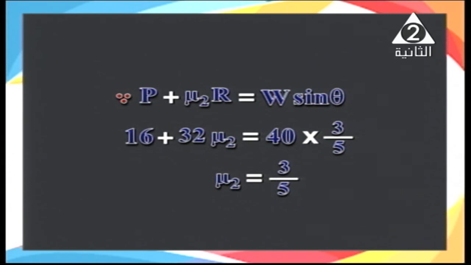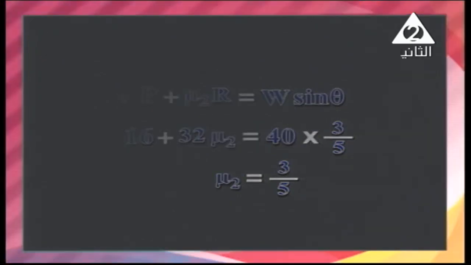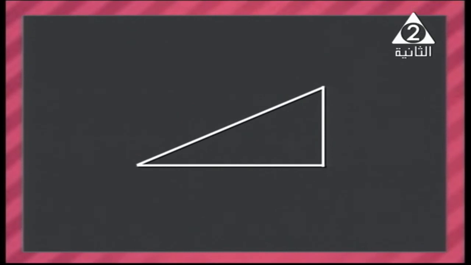Look at this, my dear student. If we have theta, sine is 3/5, tan is 3/4, cosine is 4/5.